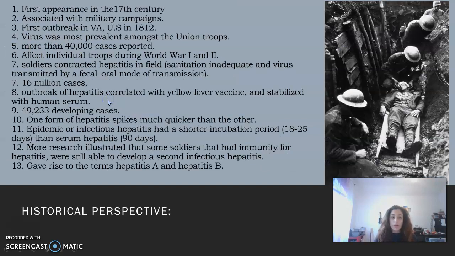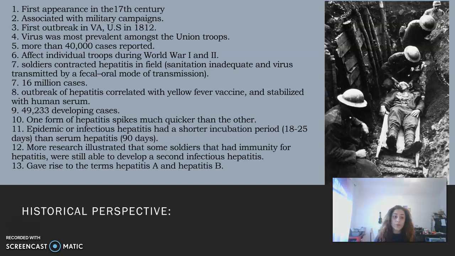So the first appearance of hepatitis A was in the 17th century, and it was associated with military campaigns. The first outbreak was in Virginia in 1812, and the virus was most prevalent amongst the Union troops, with around 40,000 cases reported. Hep A affected individual troops during World War I and II because of inadequate sanitation and the virus transmitted by fecal-oral mode of transmission in the field. At this point, there was around 16 million cases, and there was an outbreak of hepatitis that was correlated with the yellow fever vaccine, and it was stabilized with human serums.